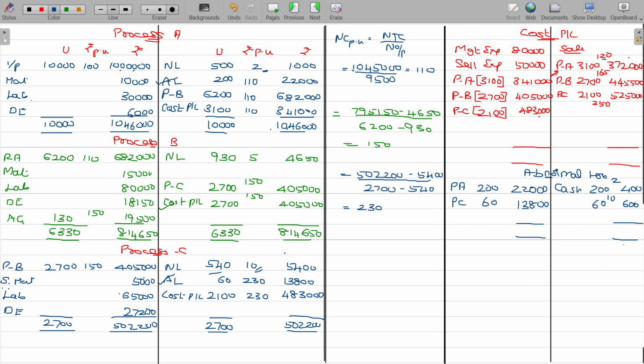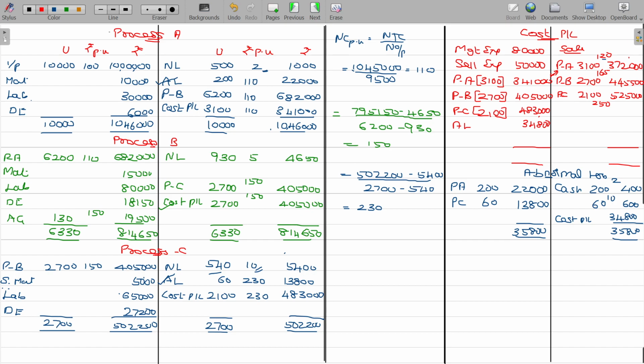22,000 and 13,800, 35,800. 35,800, and 1,000 is subtracted. The ultimate loss being 34,800 transferable to the costing P&L account. So in the costing P&L account, abnormal loss 34,800.